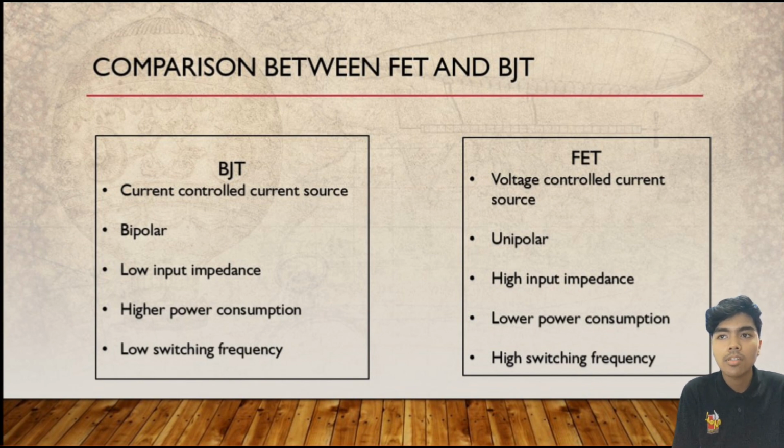What is the comparison between FET and BJT? BJT has a current controlled current source, while FET has a voltage controlled current source. BJT is bipolar, while FET is unipolar. BJT has low input impedance, while FET has high input impedance. BJT has higher power consumption, while FET has lower power consumption. And lastly, BJT has low switching frequency, while FET has high switching frequency.